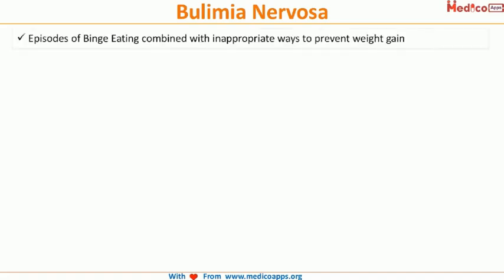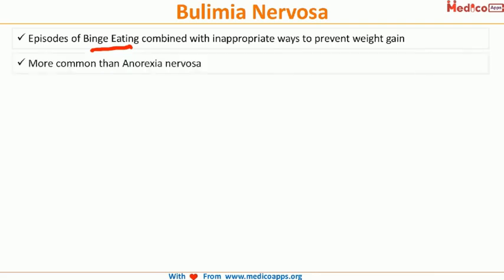So bulimia nervosa, again, is typically episodes of binge eating combined with inappropriate ways to prevent weight gain. So here, one of the primary processes is binge eating. You have to remember, in anorexia binge eating was seen only in certain cases, but the primary thing was restricted food intake. Here the primary thing is binge eating and then inappropriate ways to prevent weight gain. That is the primary feature here.